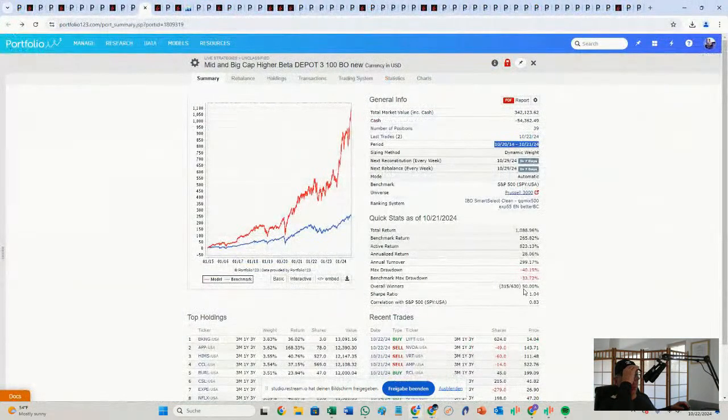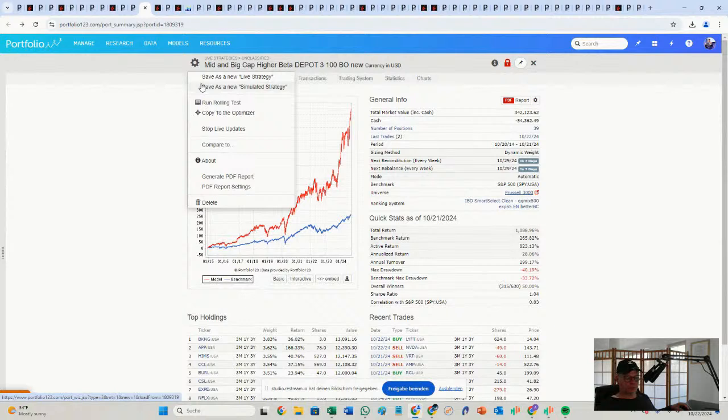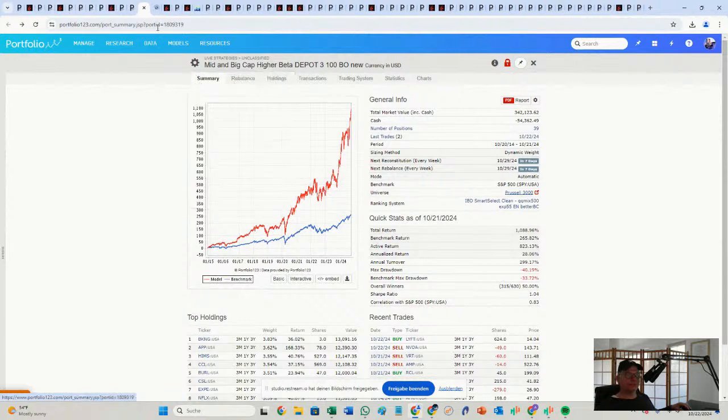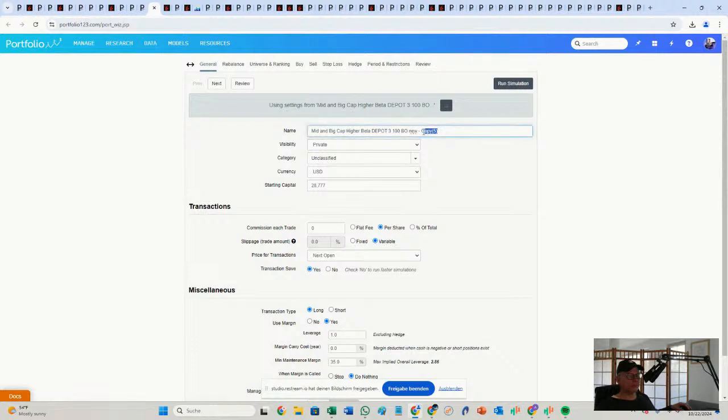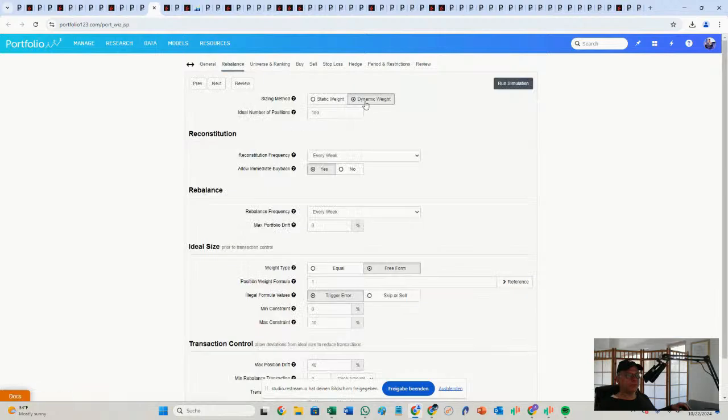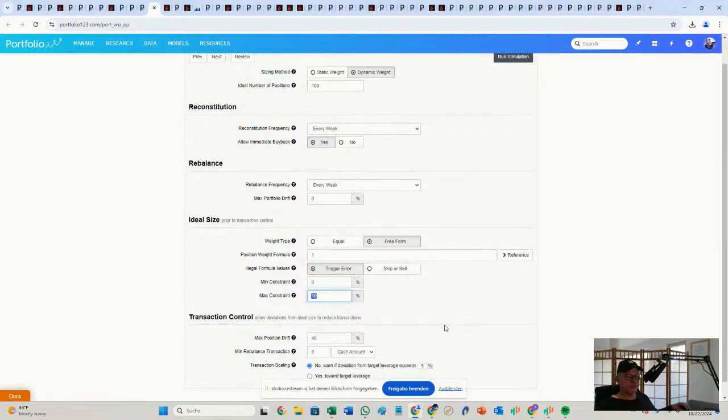Here we go. So let's try to improve that system. So we save it. Improve. That's all fine. Well, let's have a look at it first. So it's dynamic weight. Number of positions would be 100. If it doesn't find 100, constraint is 10. Max position drift is 40.